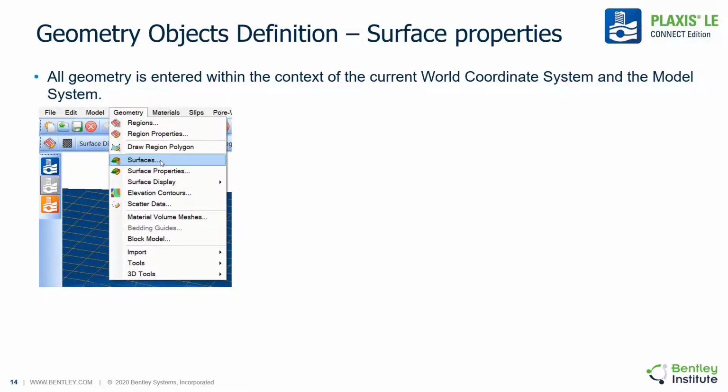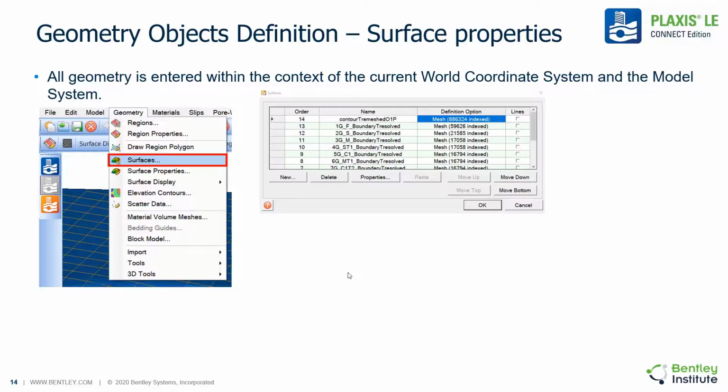When we reach the features related to surfaces and surface properties, here is where we can actually access the information of the surfaces included in the model. So the surfaces dialog, similar to the region, lists all the surfaces in the model, and in the same sense the order of these surfaces in the model, but also what is the definition option of the surface.